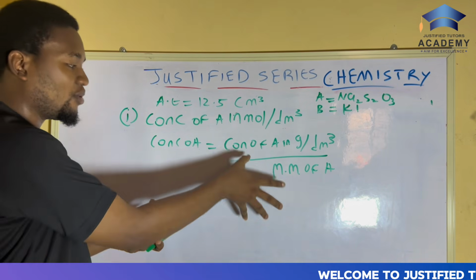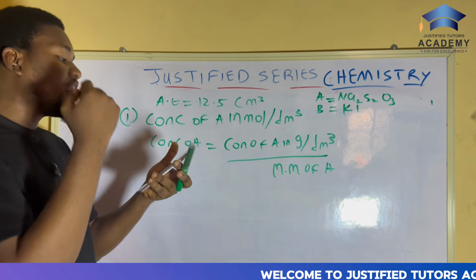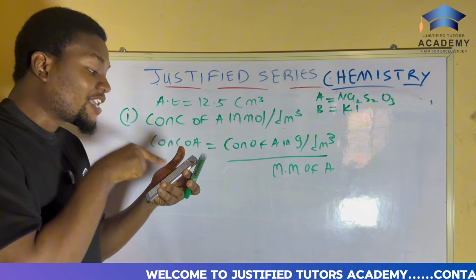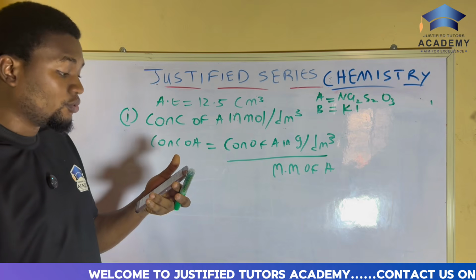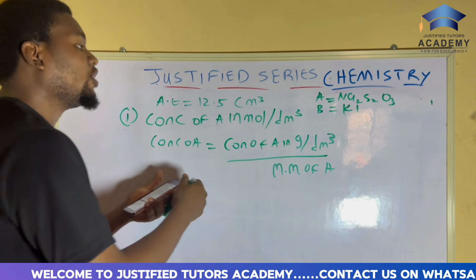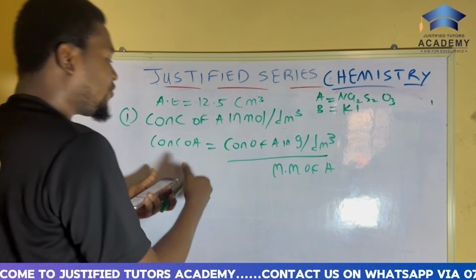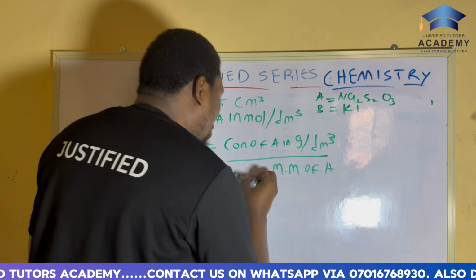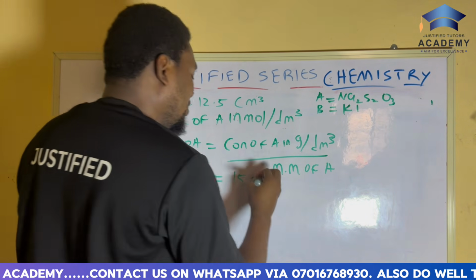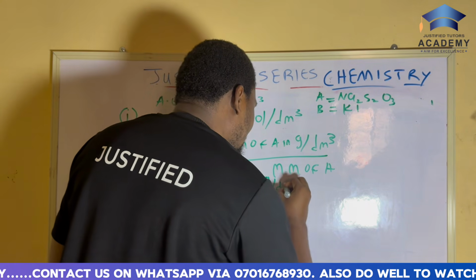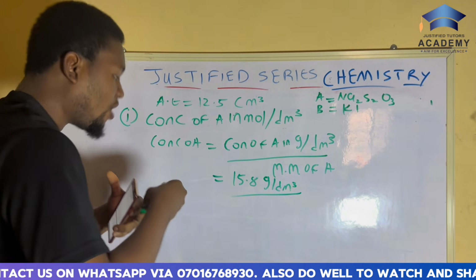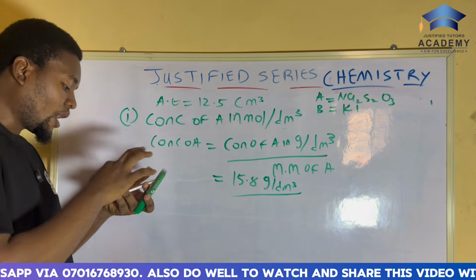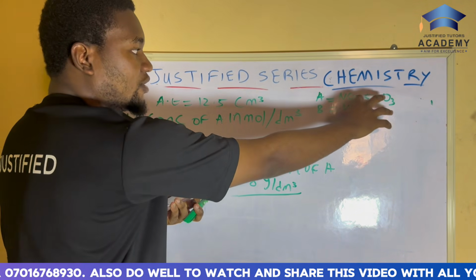And why is it this formula? It's because in the question, we were already told that A is a solution containing 15.8 gram per dm cube of Na2S2O3. So they already told us that the conc of A in gram per dm cube is 15.8 gram per dm cube. So now all we just need to do is find the molar mass of A, and this is the compound here.